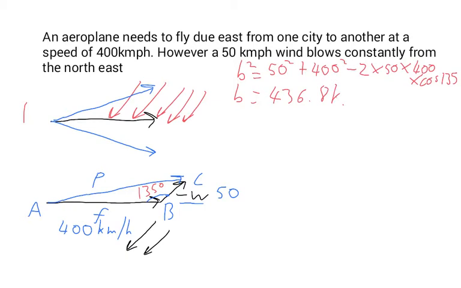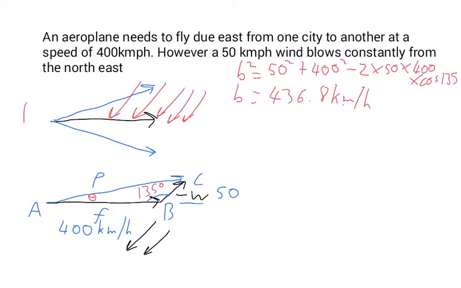436.8 kilometers per hour. And that makes sense that the plane will actually have to travel faster than 400 kilometers an hour, because the northeasterly is sort of like a headwind. It's going to be slowing it down and taking it off course. So now that we've got B, how fast the plane will be going, we can find in what direction, and that's going to be theta, the bearing there at angle A.